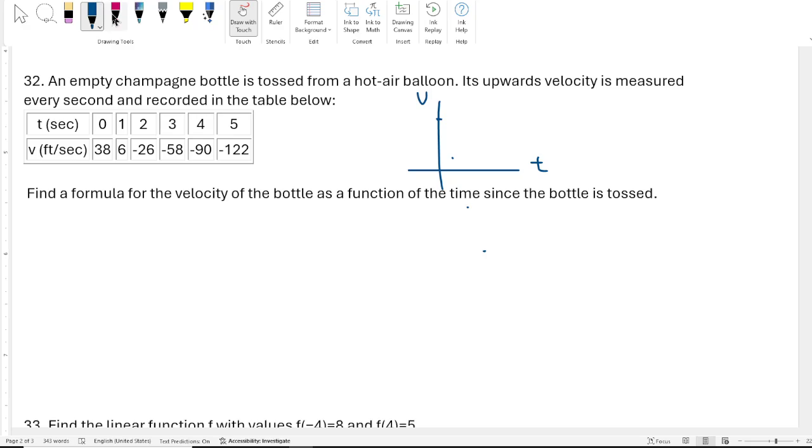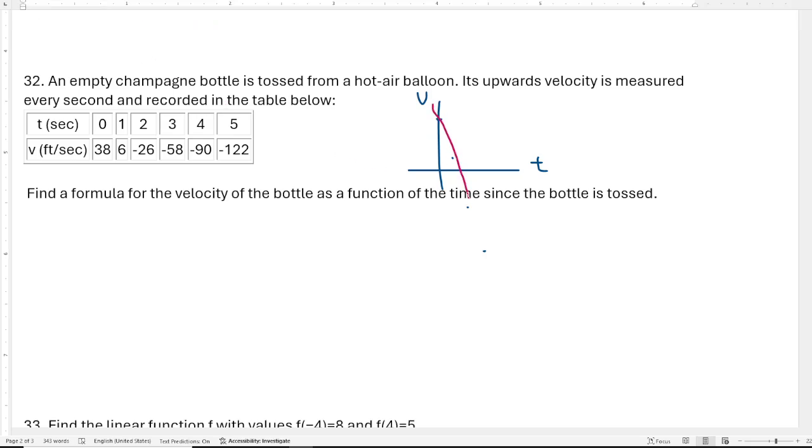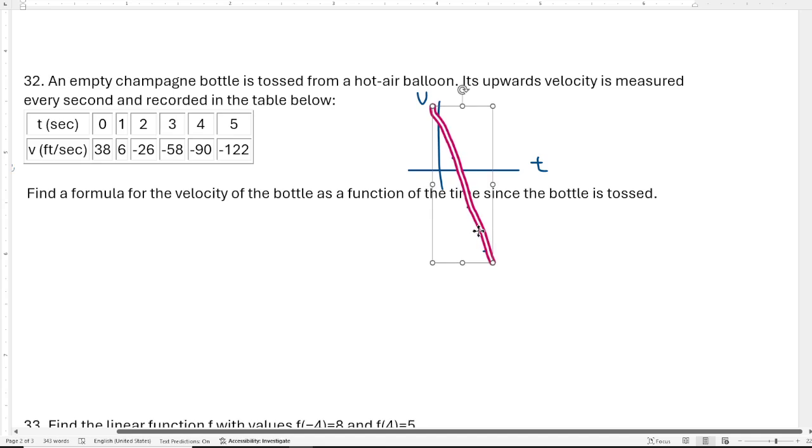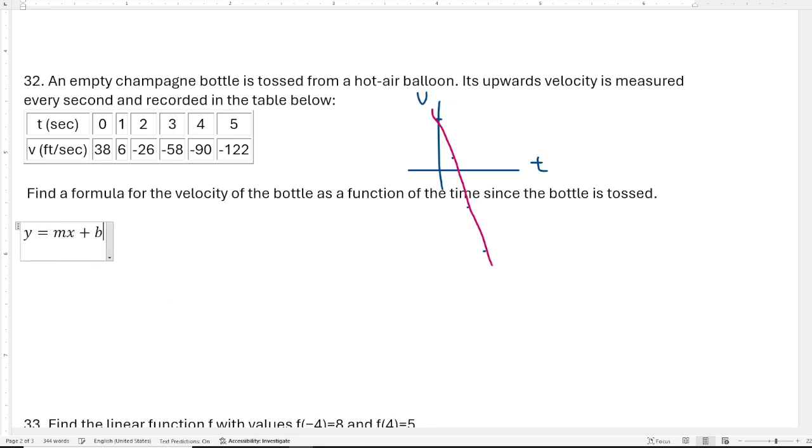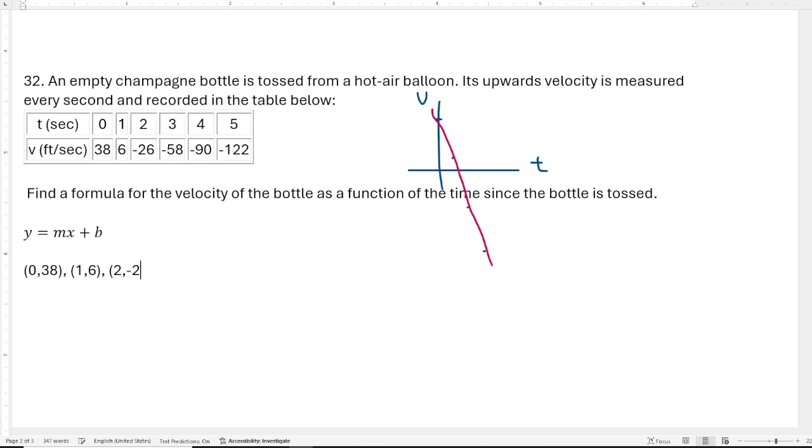Okay, let me draw the graph in red. So this will be a straight line, passing through all these points. And that kind of tells you that what you need is the line equation. So you need the line equation y equals mx plus b. That's the line equation, right? With the coordinates it should pass: 0, 38, 1, 6, 2, negative 26, and so on.